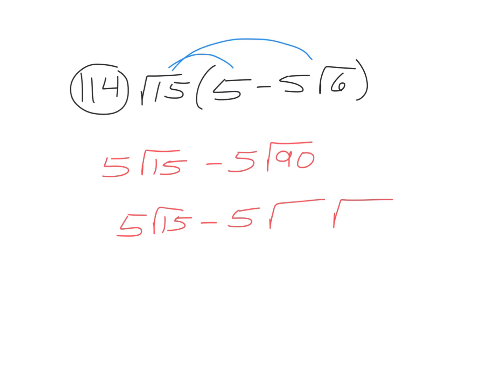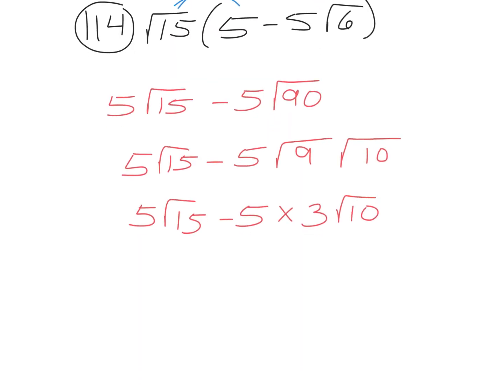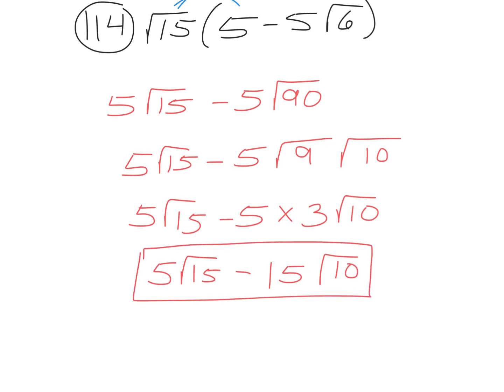What goes into 90? 9 and 10. So we have 5 square root of 15 minus 5. What's the square root of 9? 3. What do I do with the leftovers? Keep it. And then keep simplifying. We have 5 square root of 15 minus, what do I get for that second term? 15 square root of 10. Can I do anything more? Oh man. Nope. Done. Nice job. Any questions over chapter 10? No. All right. Look at 1.